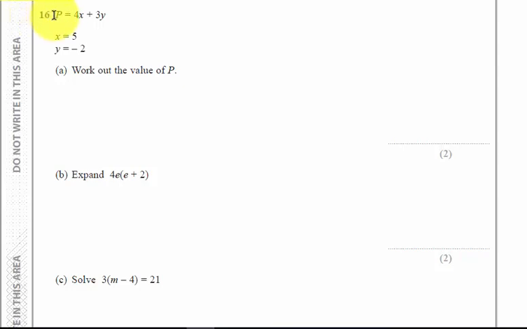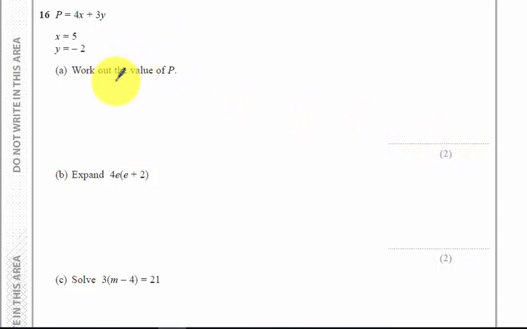Question 16. P equals 4x plus 3y. x is 5, y equals -2. Part A, work out the value of P. Notice there are 2 marks.